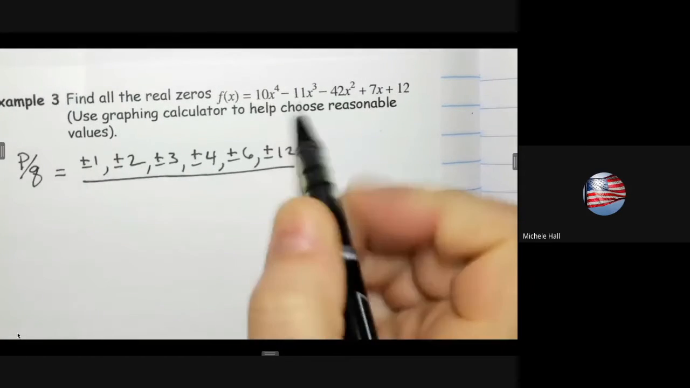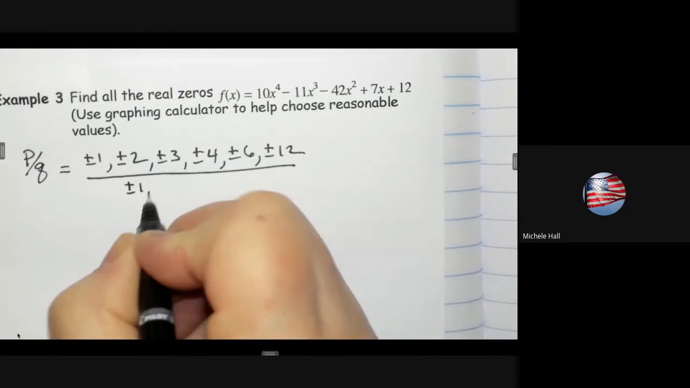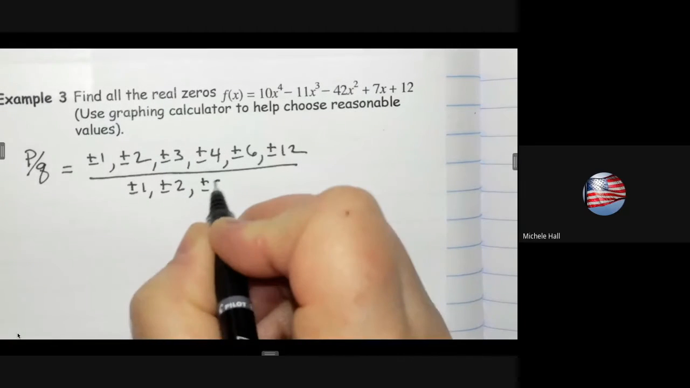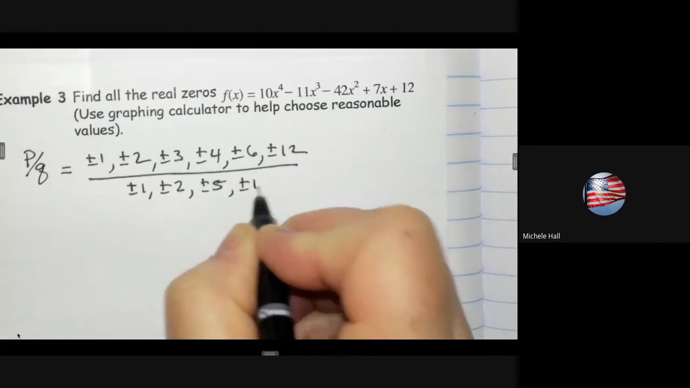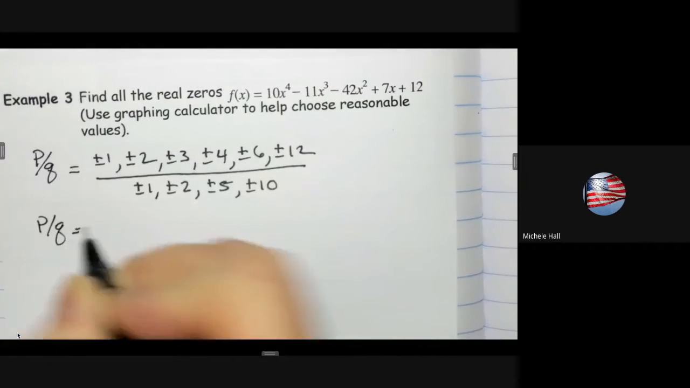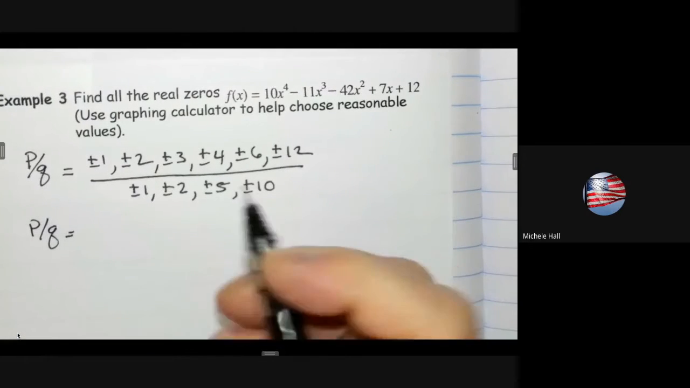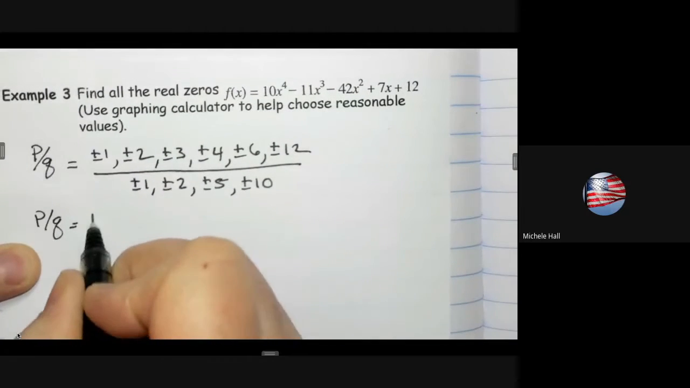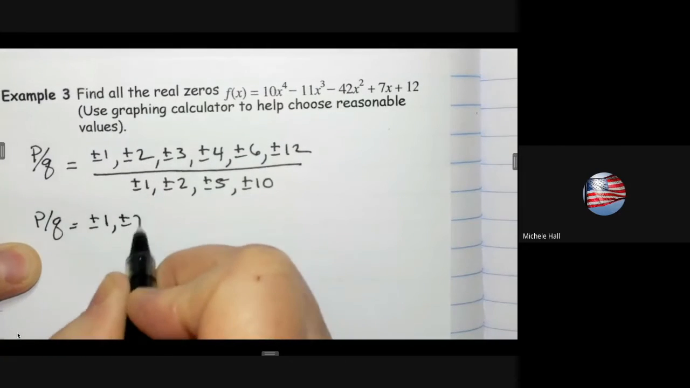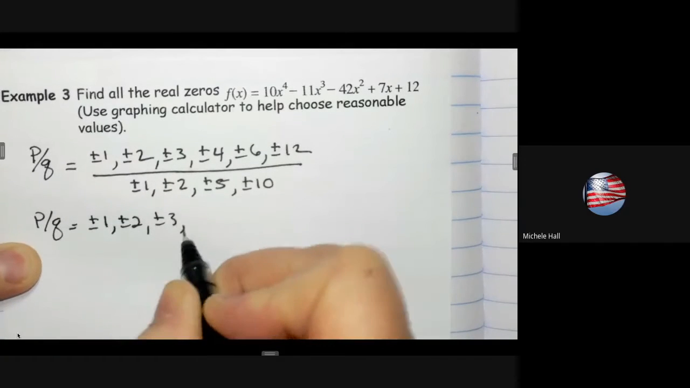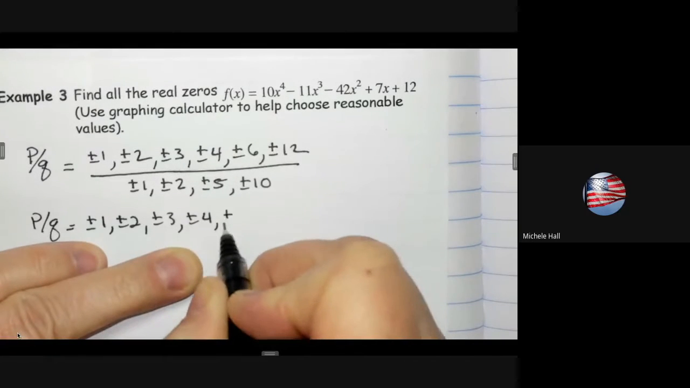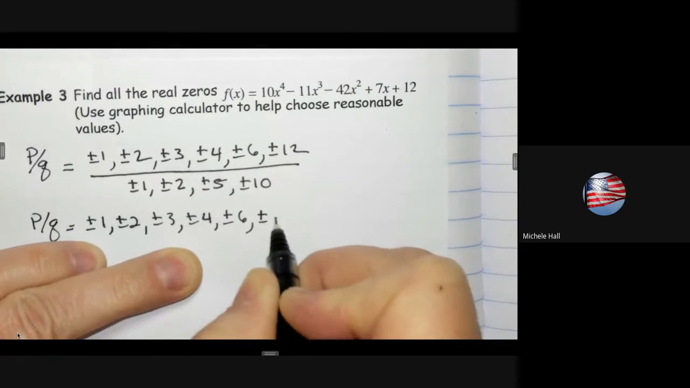And factors of 10: plus or minus 1, plus or minus 2, plus or minus 5, and plus or minus 10. P over Q, we get 1 over 1, 2 over 1. So I'm going to start with those ones, all over 1. So we have plus or minus 1, plus or minus 2, plus or minus 3, plus or minus 4, plus or minus 6, plus or minus 12.